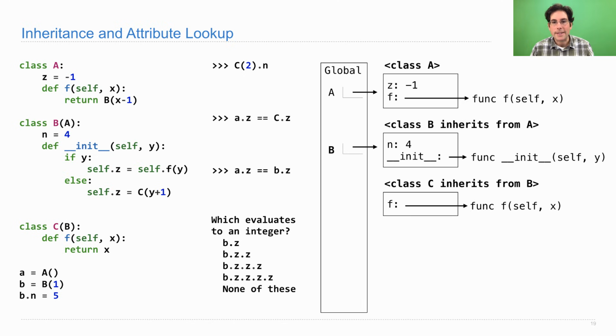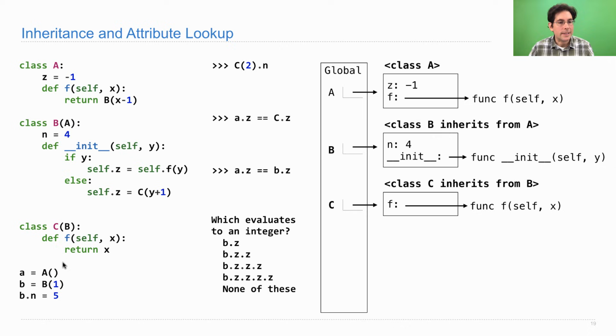Finally, the third class statement creates a class C which inherits from B. Since B inherits from A, any instance of C will have access to the contents of A, except for when it's the case that some name is repeated. So the class C, or an instance of the class C, will have an f that's different than A's because f is overridden. There's another definition of f, which in this case is the function that just returns x. This whole class is given the name C, capitalized, in the global frame.